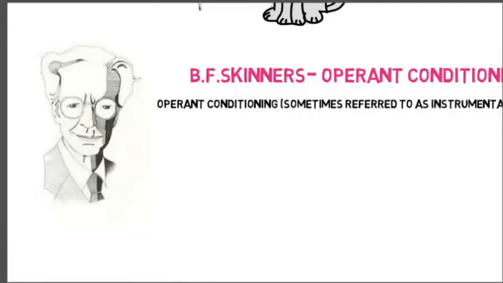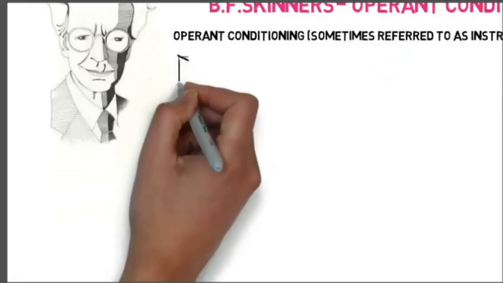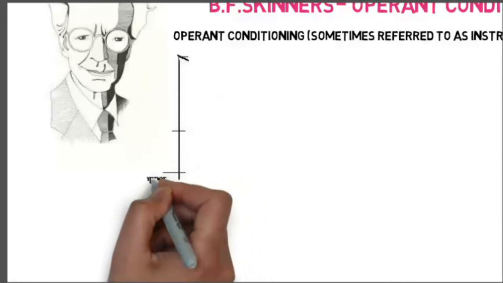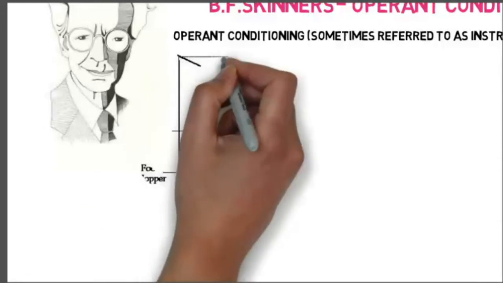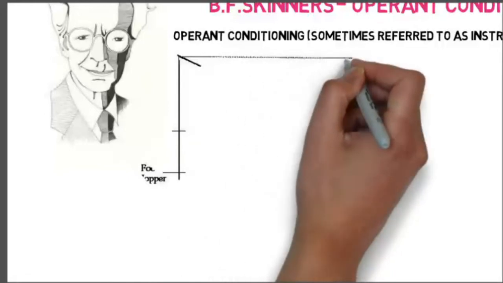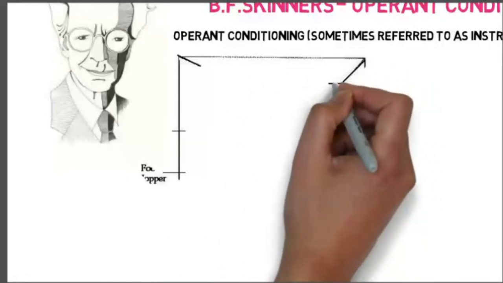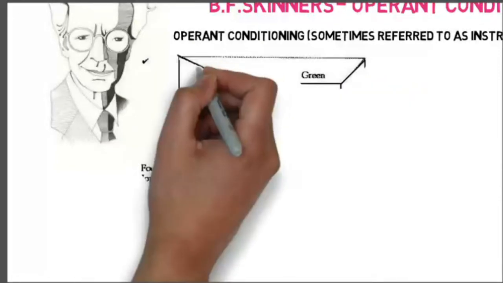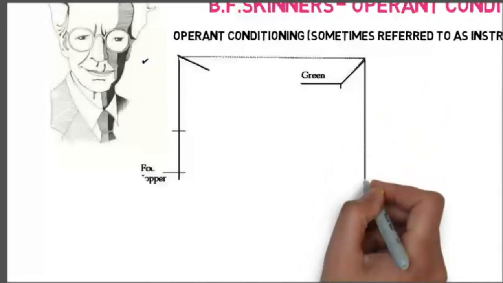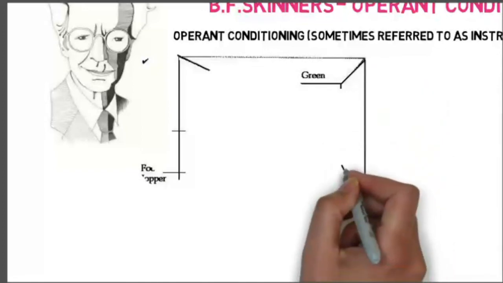Skinner studied operant conditioning by conducting experiments using animals, which he placed in what we know as a Skinner box. And this was similar to Thorndike's puzzle box. The Skinner box involved placing an animal, usually a rat or a pigeon, into a sealed box with a lever that would release food when pressed. If food was released every time the rat pressed the lever, it would press it more and more because it learnt that doing so gives it food.